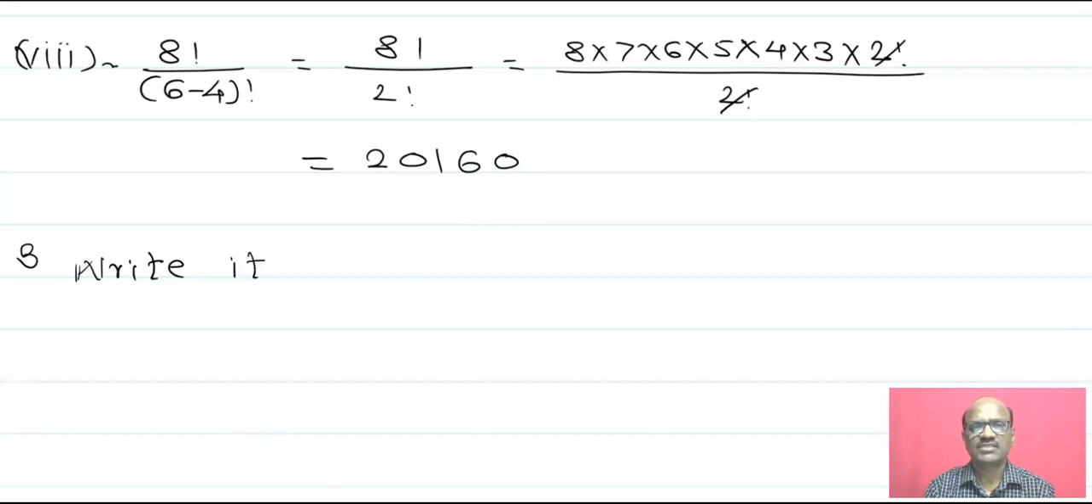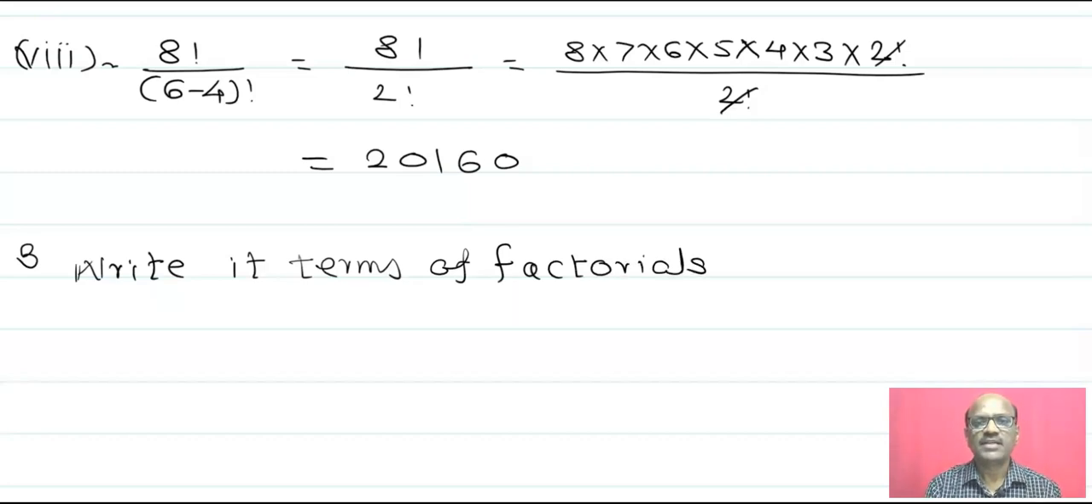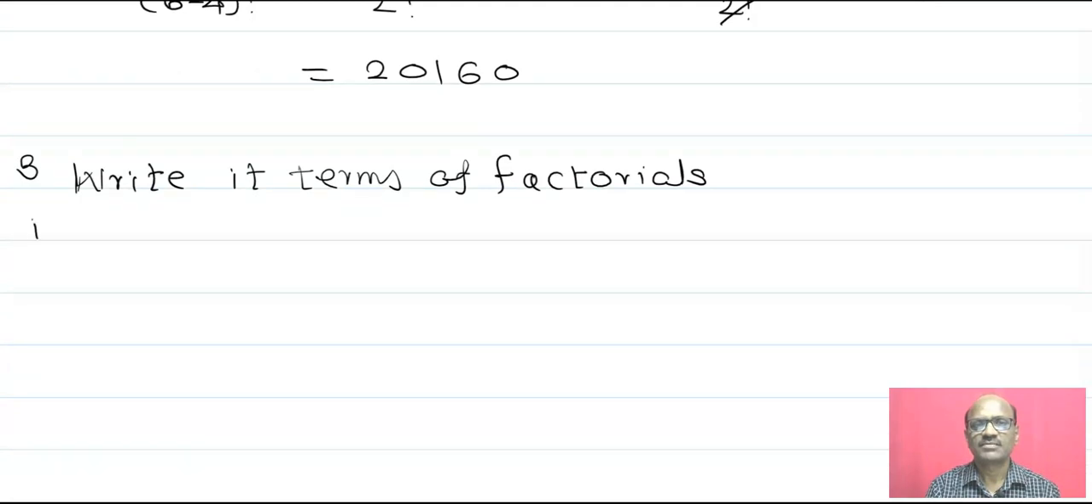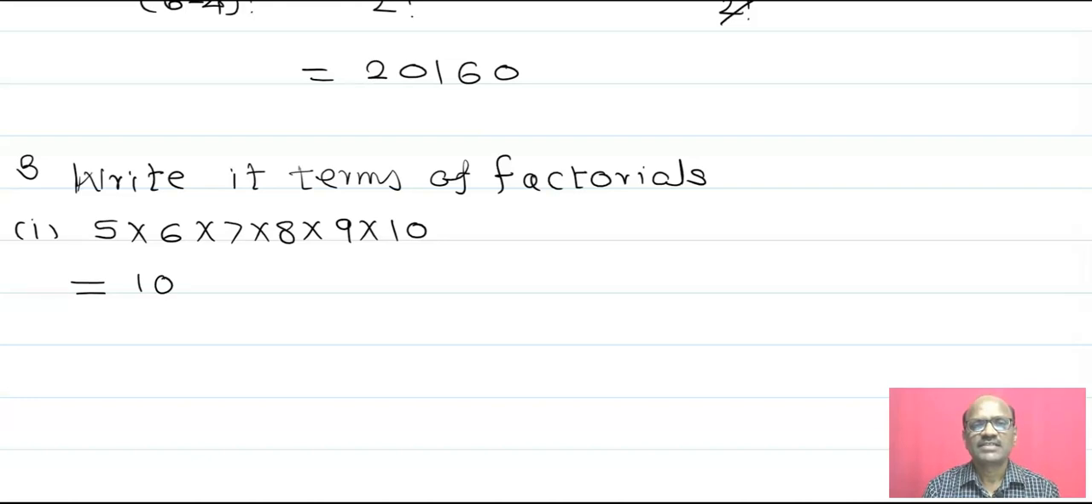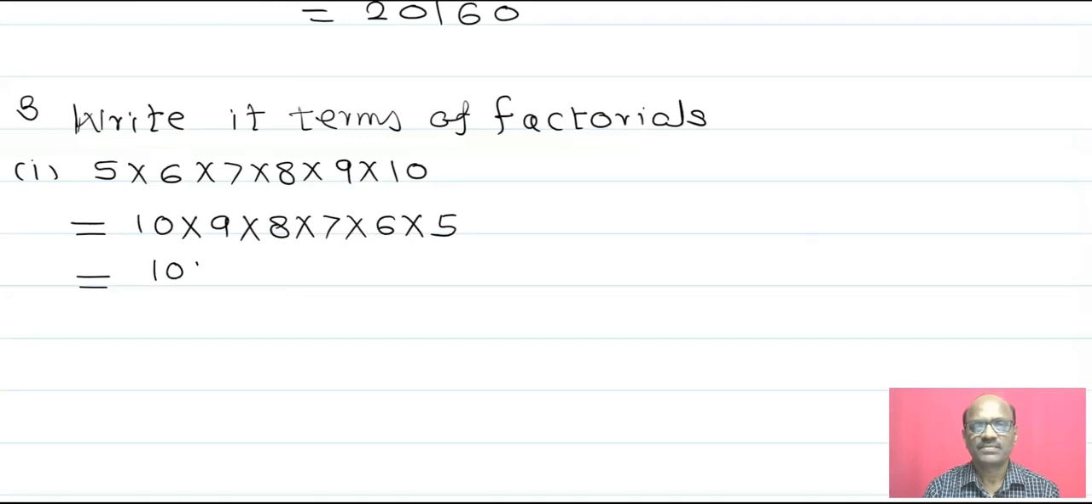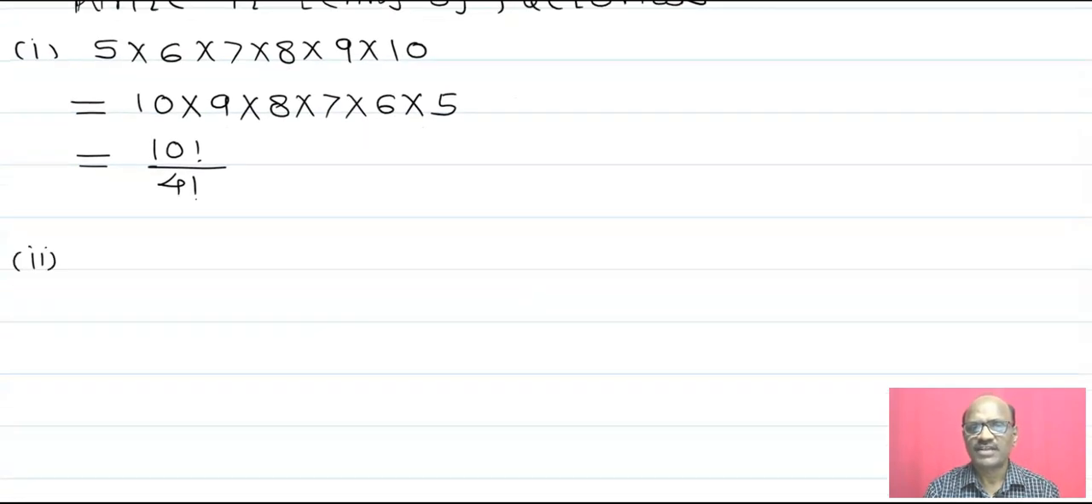Now next is question number 3. Write in terms of factorials. The first is 5 into 6 into 7 into 8 into 9 into 10. Now this can be written like this: 10 into 9 into 8 into 7 into 6 into 5, which is 10 factorial upon 4 factorial, because if we extend the 10 factorial, then it is up to the 1 divided by 4.